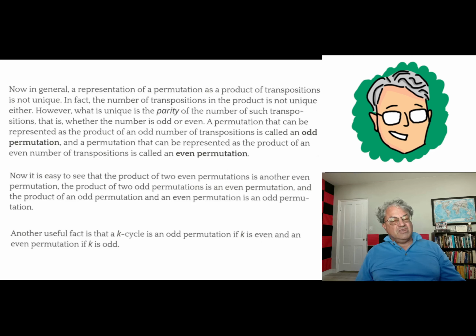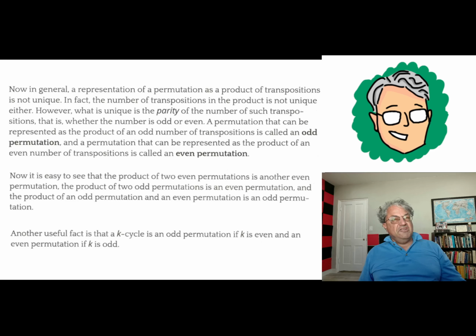So that means the product of two even permutations is an even permutation. What about the product of two odd permutations? Well, if they both are odd permutations, that means they're both represented as an odd number of transpositions, and when you multiply them together, the total number of transpositions is odd plus odd, which is even. So that means that the product of two odd permutations is also even.